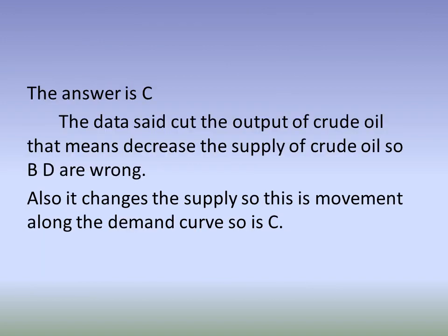The answer is C. The data set says they cut the output of crude oil, which means a decrease in the supply of crude oil, so B and D are wrong. Also, it changed the supply, so this is movement along the demand curve, so it's C.